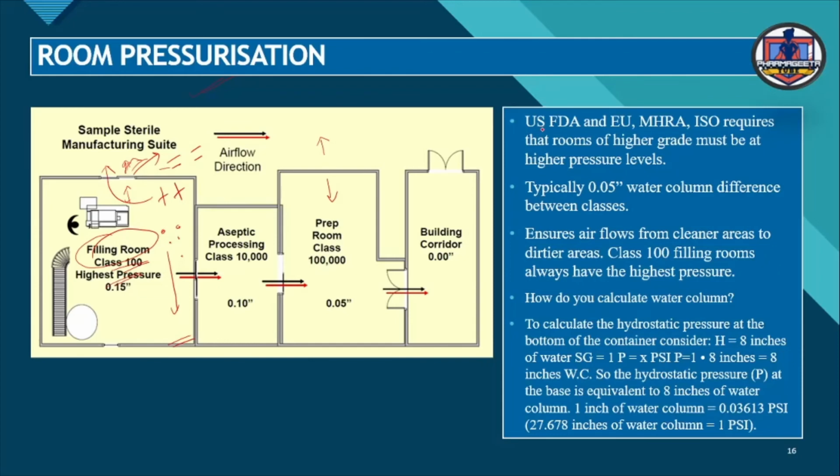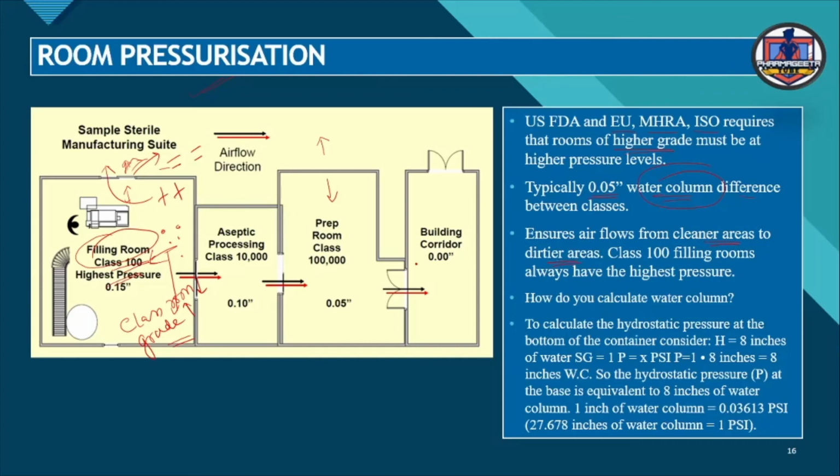Now what does it say? USFDA, that is the United States Food and Drug Administration, and the European Union, MHRA, ISO require that rooms of higher grade must be at higher pressure levels. Higher grade means class 100. The lower the class number, the higher the grade. Remember this. Typically there is a 0.05 water column difference between classes. Now how do we determine this water column difference? I will state it in this part. It ensures air flows from cleaner areas to dirtier areas.